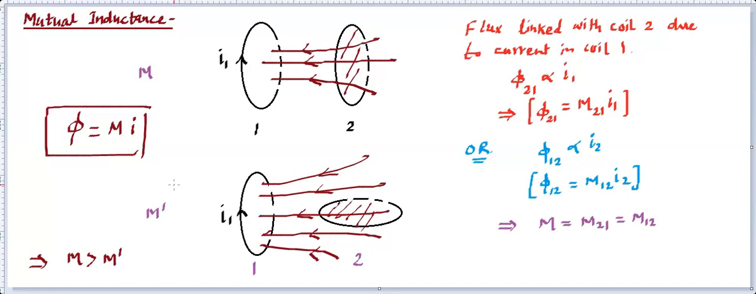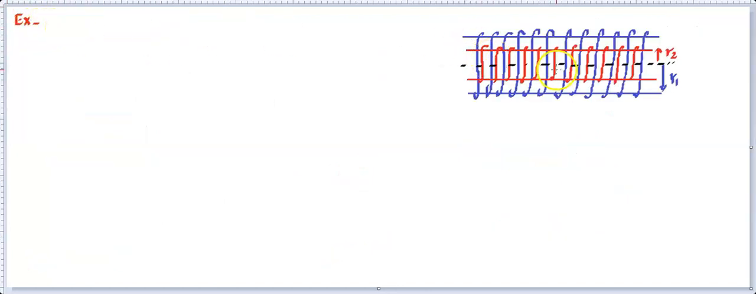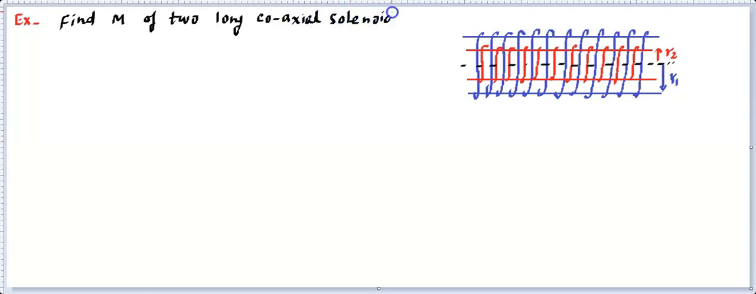Let's take one example in which we will do the calculation, find this relation, and then calculate the M value out of it. So here is an example. This picture says: find the mutual inductance of two long coaxial solenoids. Rest of the details are given in the picture.